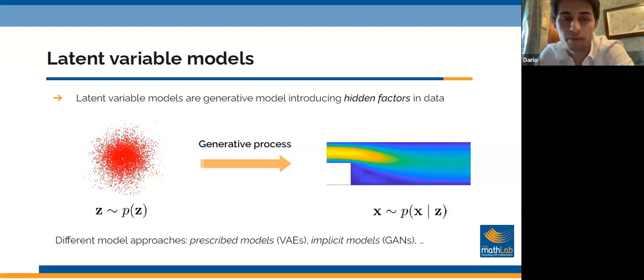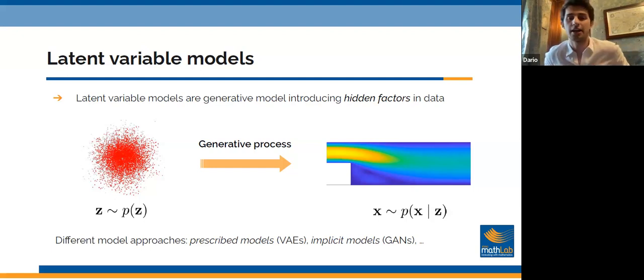from a known probability distribution. For example, it could be uniform distribution, Gaussian distribution, beta distribution. And then we pass this variable into a generation process, which you can parameterize by a function, or more than one function, actually, and obtain a sample from the probability distribution of X conditioned on the latent variable Z. And these samples, we hope, and we will show how to do it, follow, let's say, the correct PDE.